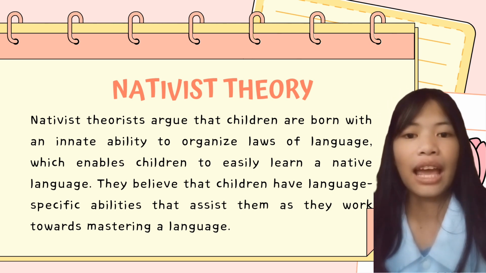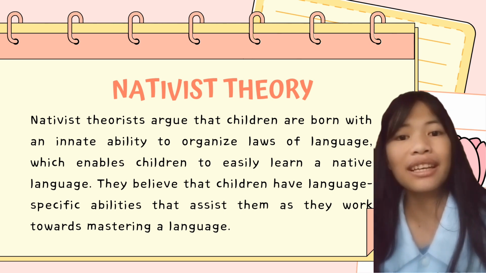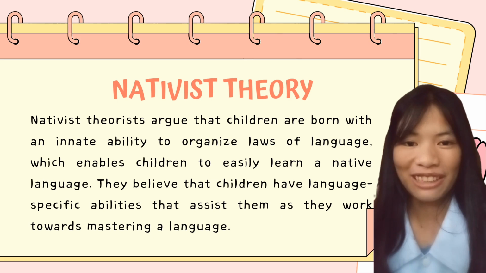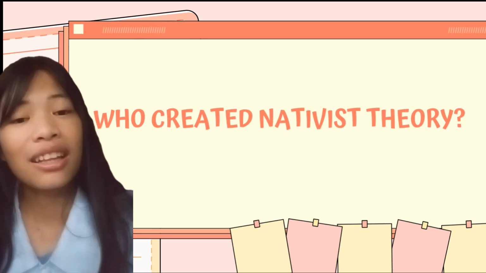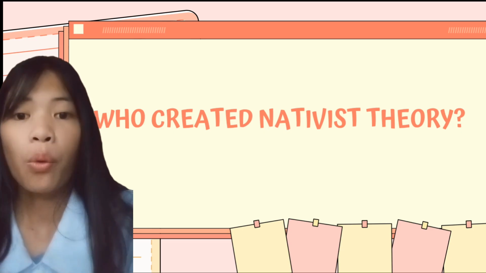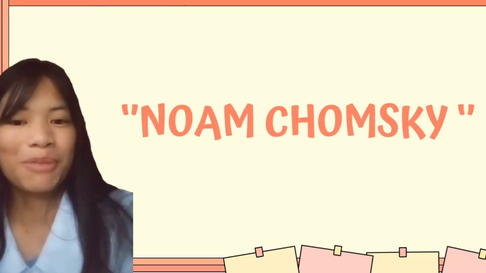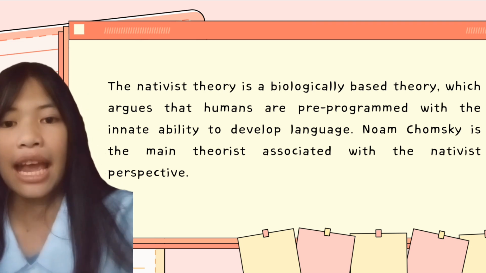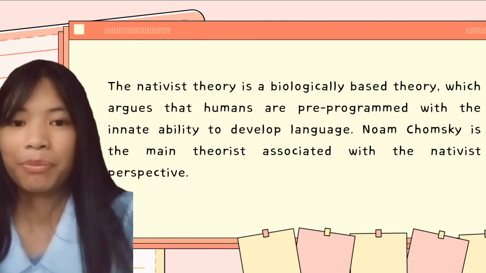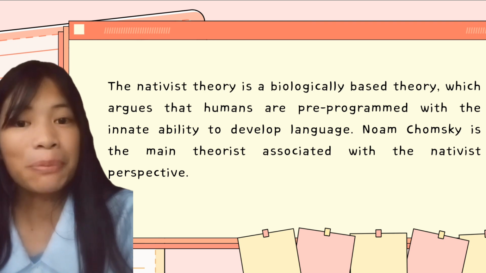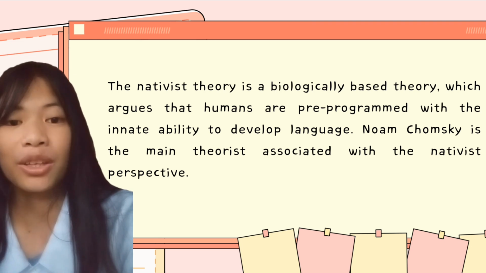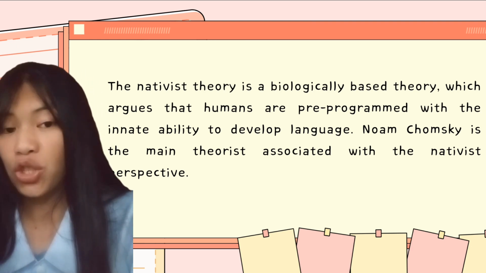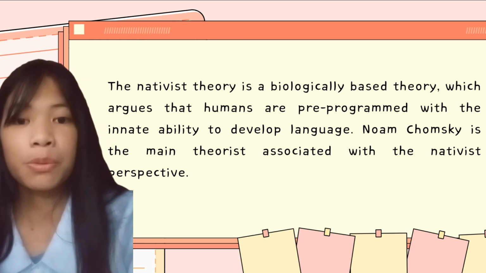Now that we have a basic idea of the nativist theory, let's move on to who created the nativist theory. So, the one who created nativist theory was no other than Noam Chomsky. And according to Noam Chomsky, the nativist theory is a biologically based theory, which argues that humans are pre-programmed with the innate ability to develop language. So, Noam Chomsky is the main theorist associated with the nativist perspective.